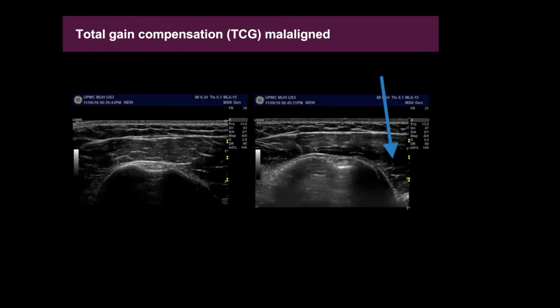Just make sure your total gain compensation is aligned. I usually like it kind of straight down the line, but sometimes it just doesn't work and you'll get a dark band and you do have to compensate for it. So if your images look kind of funny, it might be one of the parameters you might have to mess with.